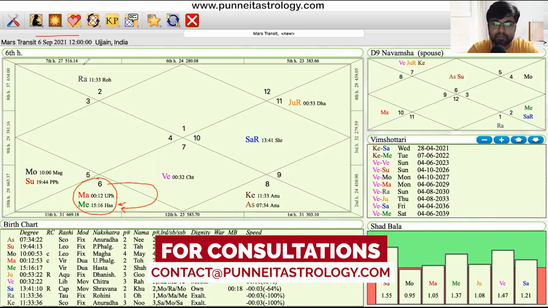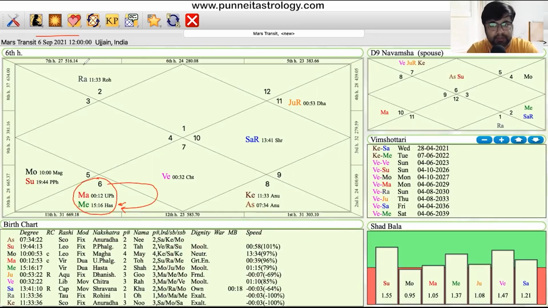Let's start Mars transit in the sign of Virgo for all ascendants.